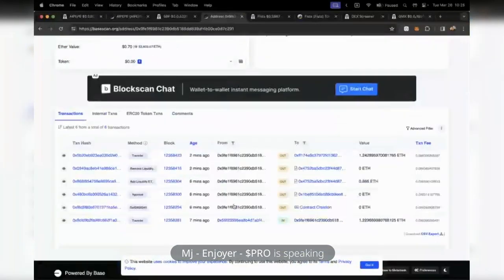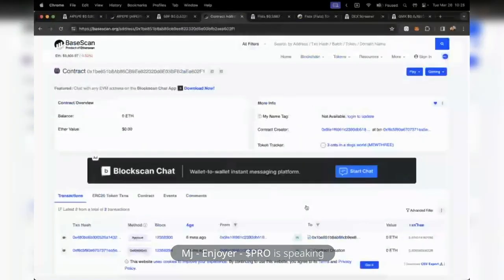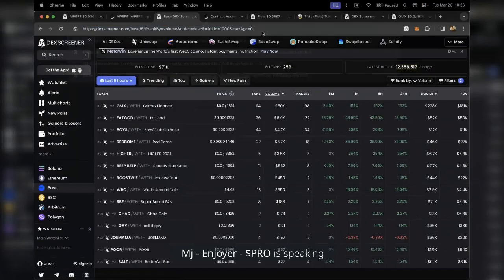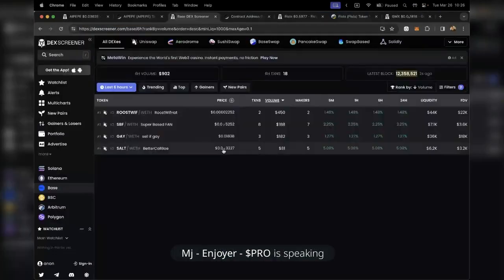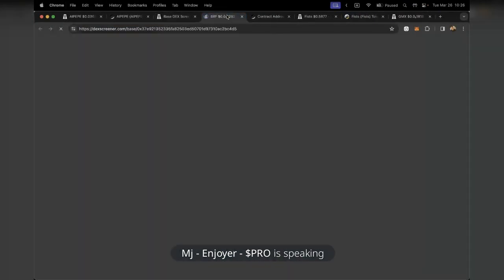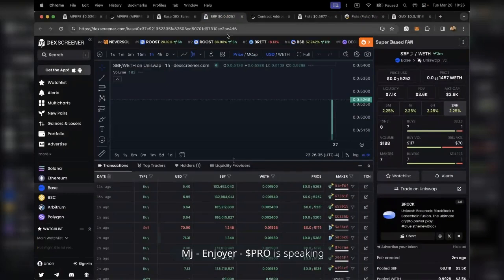Another wallet that created another contract. 3 dogs in a world. We just saw that. That guy who just launched Super Based Fan, this launched another coin minutes ago and is going to rug that one too. So that's one of the biggest things that you guys are missing out on.